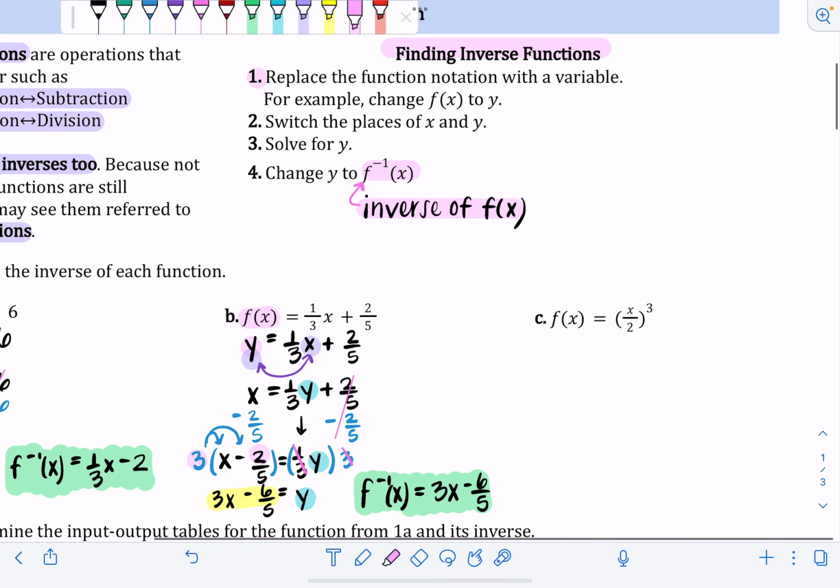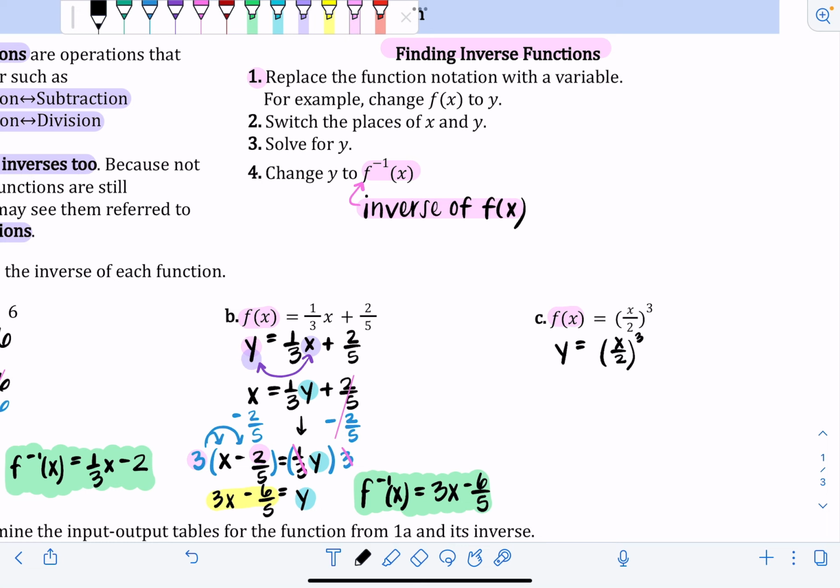So step 1, replace f of x with y. So y equals (x over 2) to the 3rd power. So we've switched out f of x for y, and then step 2 is to switch the places of x and y. So instead of y equals, it'll be x equals, because these are going to swap. So x equals (y over 2) to the 3rd power.